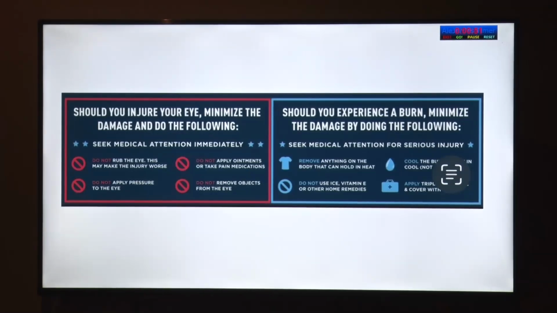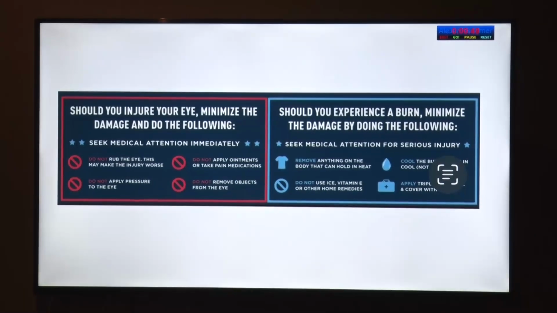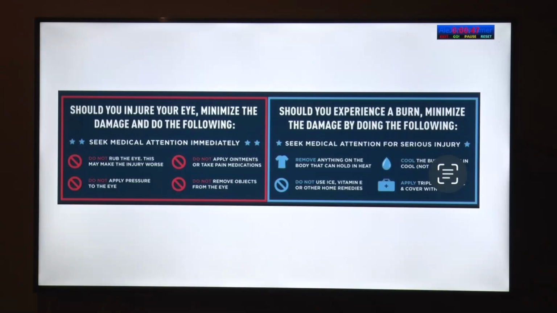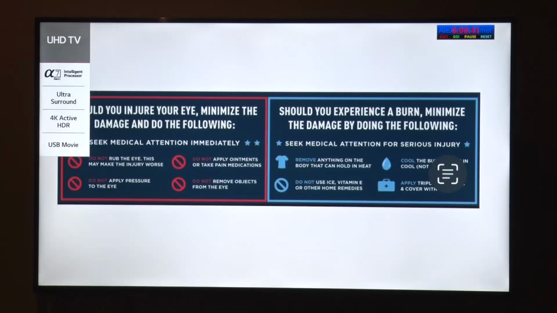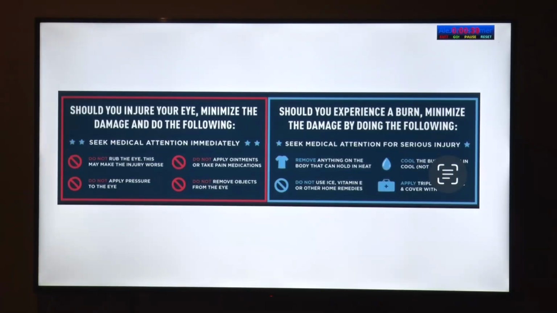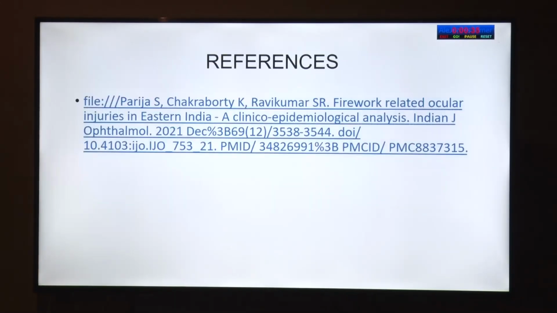If the eye has been damaged, we can follow these measures. It is important to not rub the eyes as it may worsen the injury. Do not apply pressure to the eye. Do not apply any ointments or pain medications by yourself. Do not remove any objects from the eye. These are my references. Thank you.